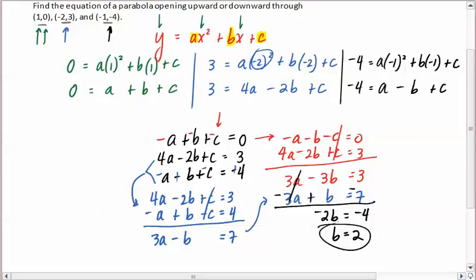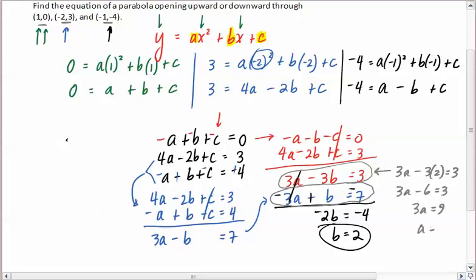Now, what do I do with this? I'm going to go back into one of the blue equations, or the red equation, the ones that just have a b and an a. In other words, I need something that just has b and one other thing. So I think I'll dump it in right here. So here I go, 3a minus 3b. Put in the 2 for b. Let's see what we get. 3a minus 6 is 3. Plus 6, I get 3a is equal to 9. And I get a is 3. So a is 3.